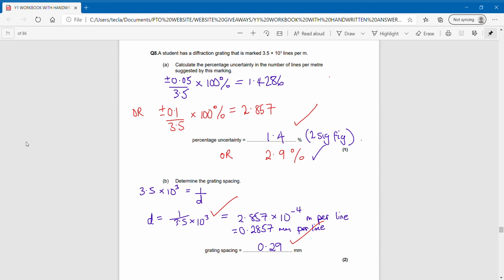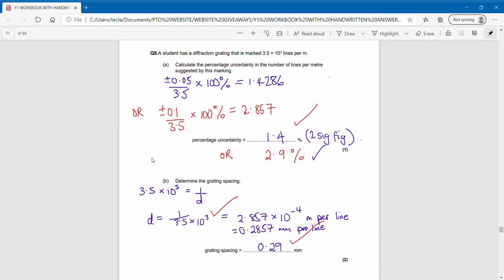If you go for plus or minus 0.05 divided by 3.5 times 100, it equals 1.4%, or you can go for an uncertainty of plus or minus 0.1, which is essentially the resolution that we've got this stated to. Divide that by 3.5 times 100 equals 2.8 or 2.9% to 2 significant figures. Either of those values would be accepted.